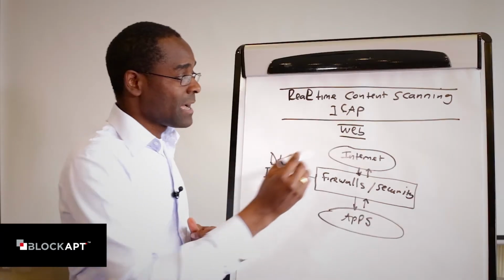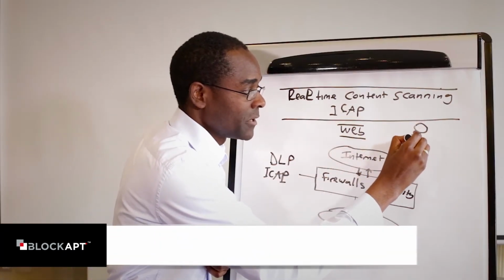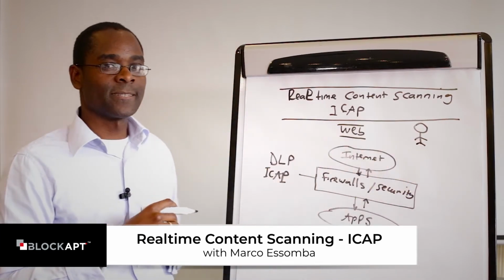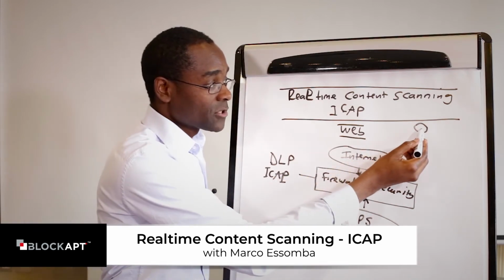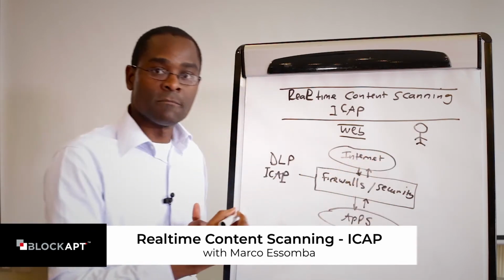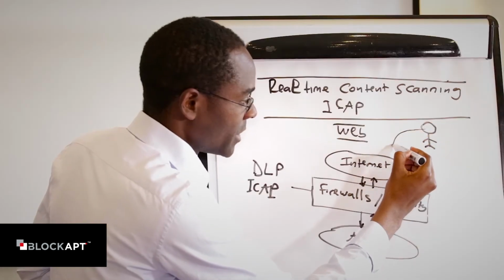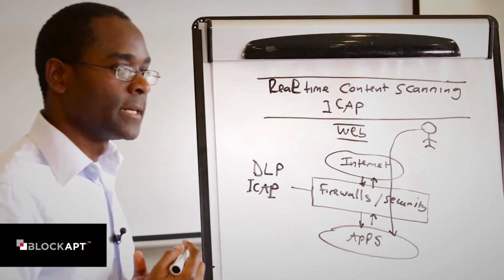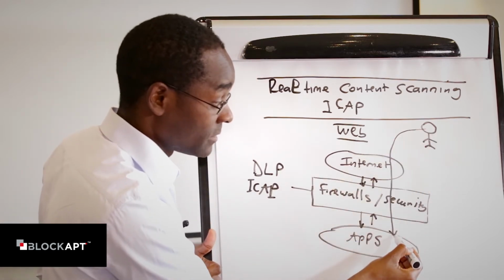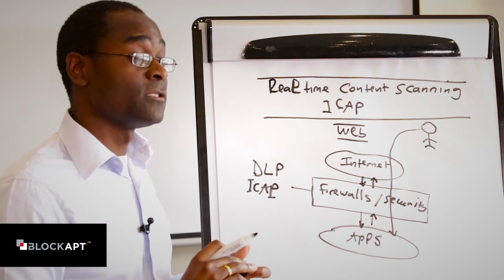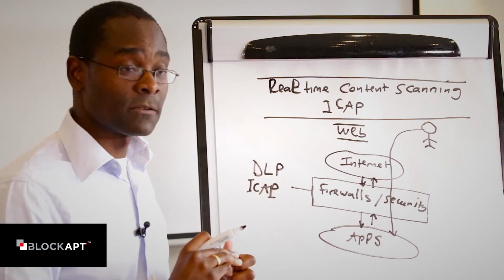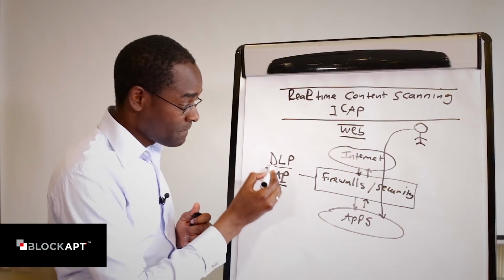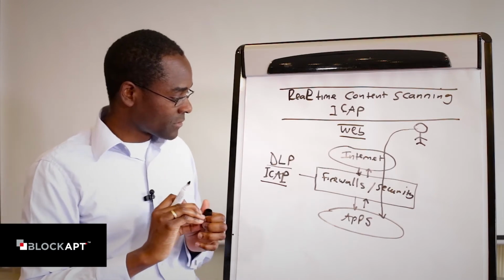Essentially, when I have a user here, I'm going to draw my usual little guys with just 2 legs and 2 arms. This user is going to be trying to connect to a specific application on the back end, so I'm going to draw that here. So going through the internet, through my firewall, and then reaching my backend application. But what if this user is trying to download or upload some information that is not allowed, sensitive information from the company? This is where DLP and ICAP, data leakage prevention and the Internet Content Adaptation Protocol, come into play.